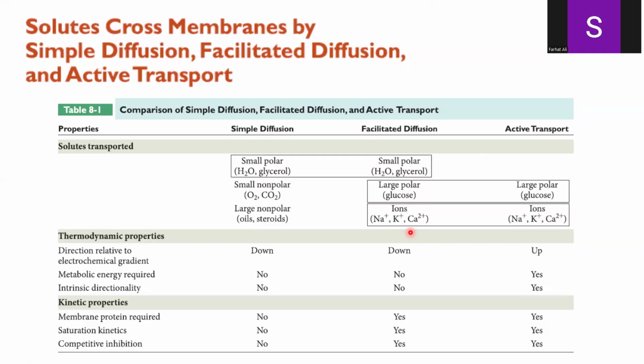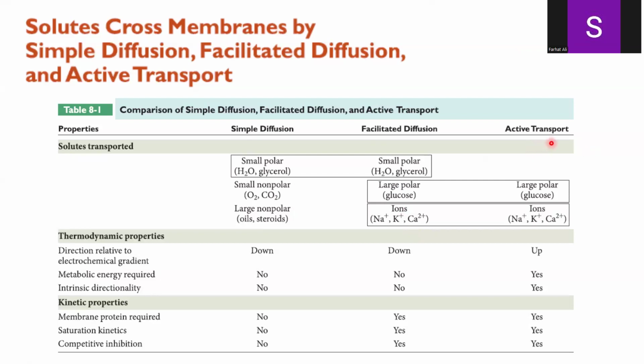Since this process is diffusion, it does not require any additional input of metabolic energy. Typically, that energy is provided by hydrolysis of ATP.